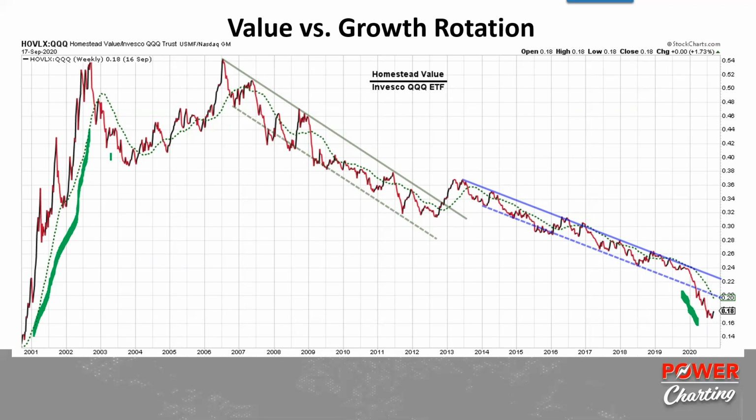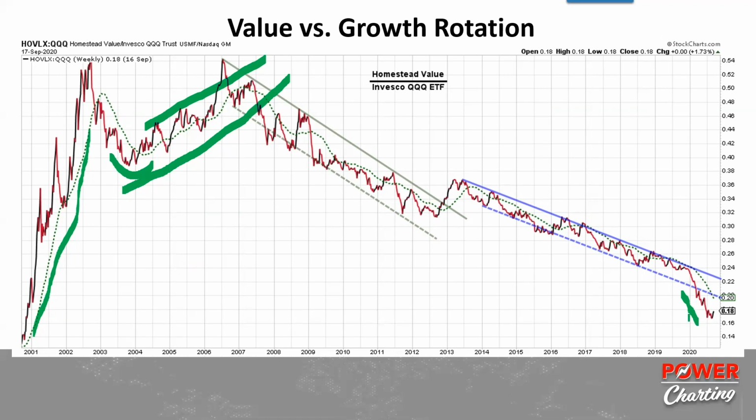The true bull market started right about here, '03, '04, and you can see that you have a 3-year advance of value versus growth as defined by the Homestead Value Fund. But it does demonstrate that there is a multi-year period when value can outperform growth in a bull market. So this is something for us to keep in mind.